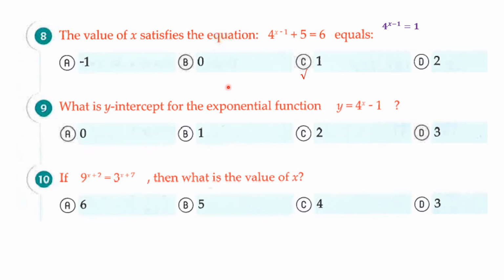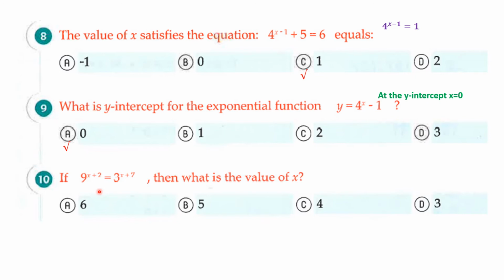What is the y-intercept of the exponential function y equals 4 to the power of x minus 1? To find the y-intercept, always substitute x with 0. So, actually, it's going to be 4 to the power of 0 minus 1. So 4 to the power of 0 is 1. So y equals 1 minus 1, and so the y-intercept equals 0.